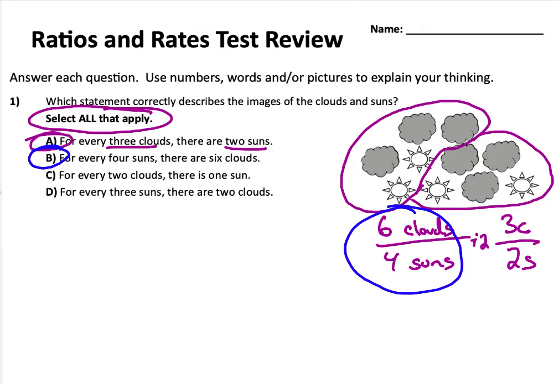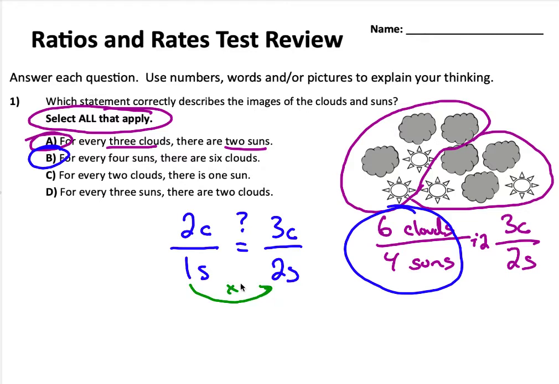Then it says for every 2 clouds, there's 1 sun. Well, we said that for 3 clouds, there's 2 suns. So 2 clouds, 1 sun. Is that the same thing as 3 clouds and 2 suns? Well, to get from 1 to 2, I could multiply by 2. But could I do the same thing to get from 2 to 3? No. So these are not going to be equal to each other. So this one does not work.